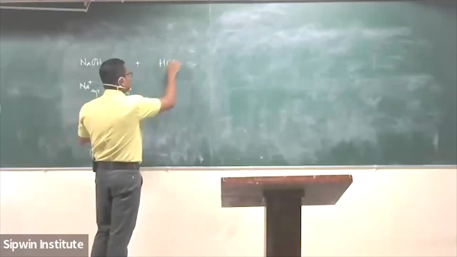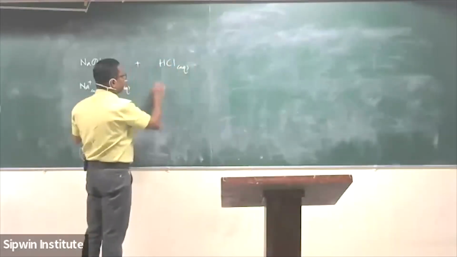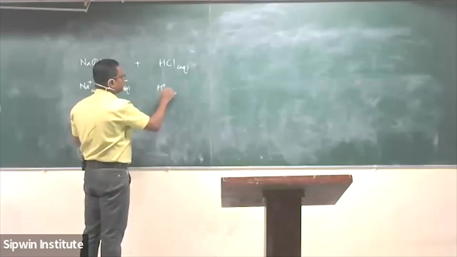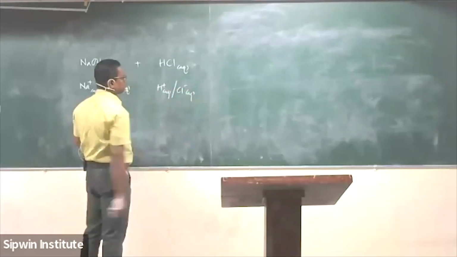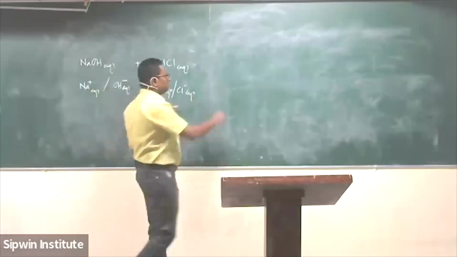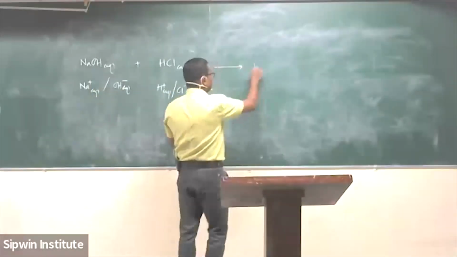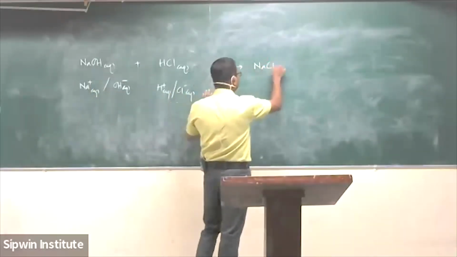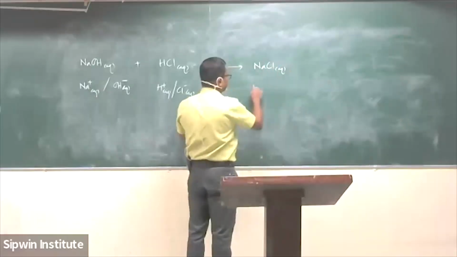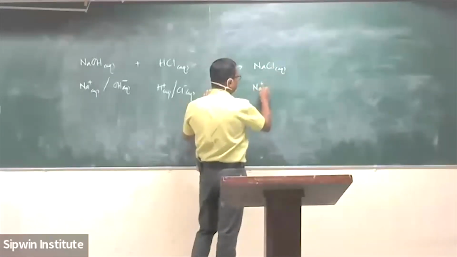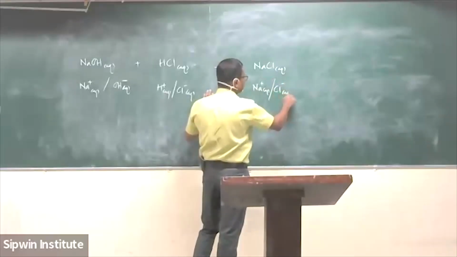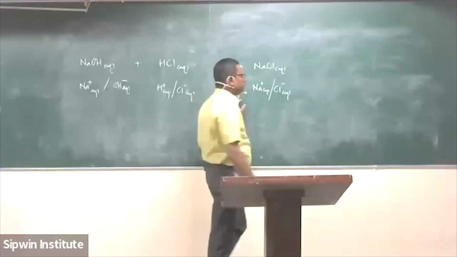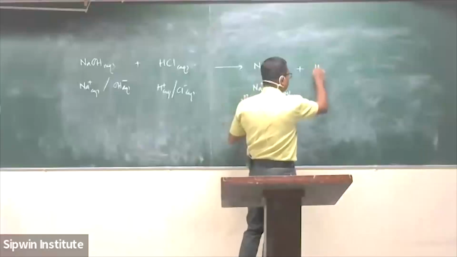HCl aqueous means H plus, Cl minus. Mix together: sodium chloride aqueous, sodium ions, chloride ions, and H2O liquid.